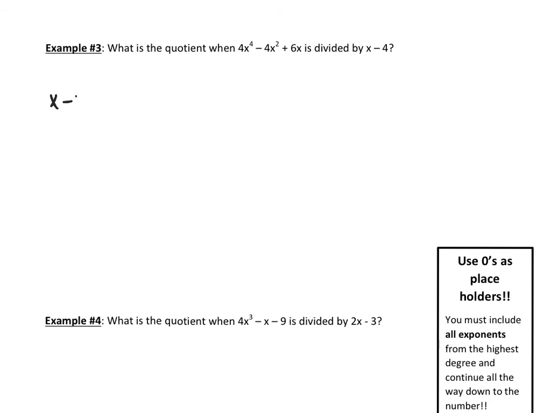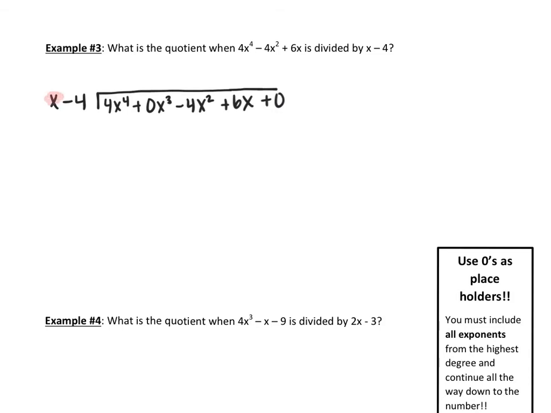So we have x minus 4, and we have 4x to the fourth, but we need a 0x to the third. We have a 4x squared. We have a 6x, but we need a 0 for the constant. So you need to make sure you have every single exponent from 4 to 3 to 2 to 1 to a number included in your division. And then it will work nicely. So let's do this together.